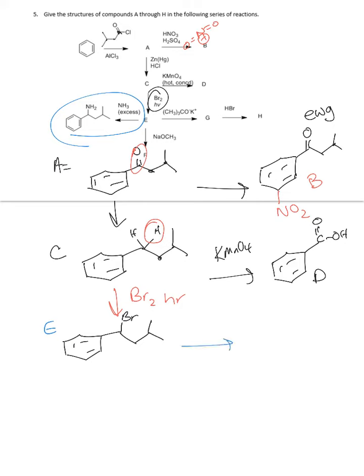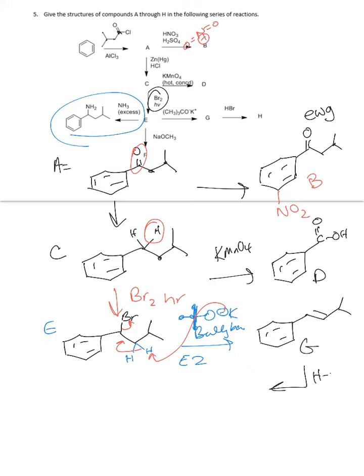If you react this with tert-butoxide, let's make sure, 1, 2, 3, 4. What you have here is an elimination because this is a bulky base. So it's going to do an E2 elimination where it takes that proton and the bromine leaves, and you would get this compound here. And that would be compound G, and they react that with HBr.